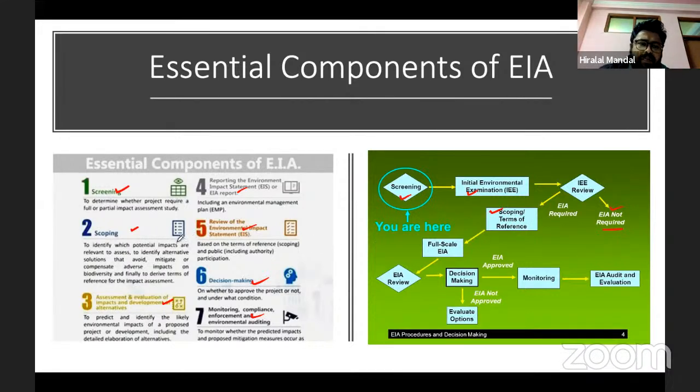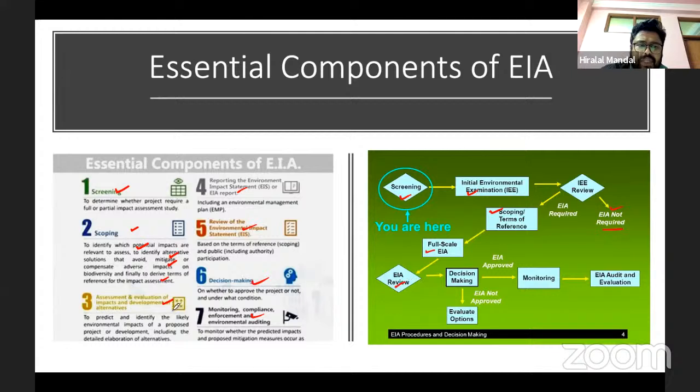Here the potential impact of the project is assessed. It also helps in identifying the alternatives, the mitigation or compensation cost, and the impacts of these on the various biodiversity is what is examined. Then a full scale environmental impact assessment is done.